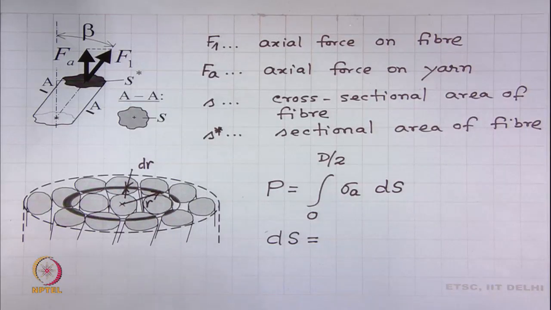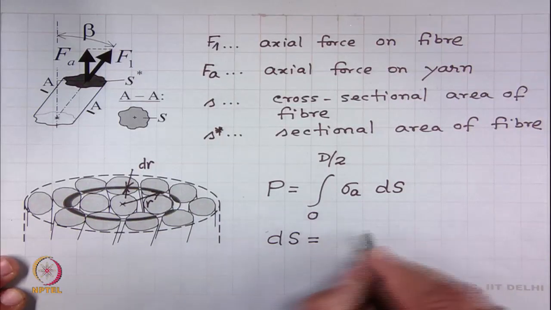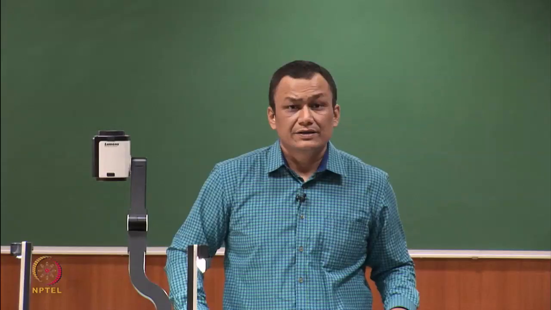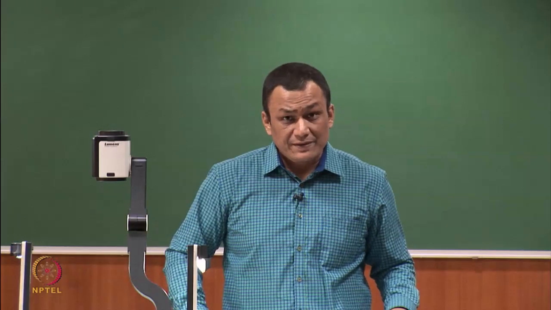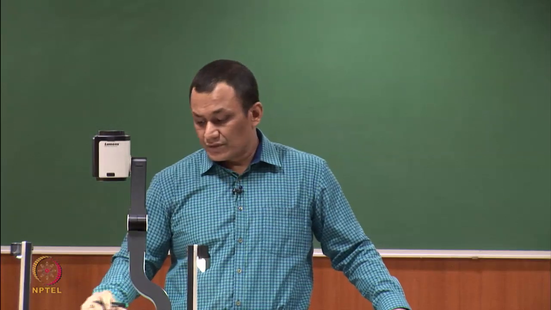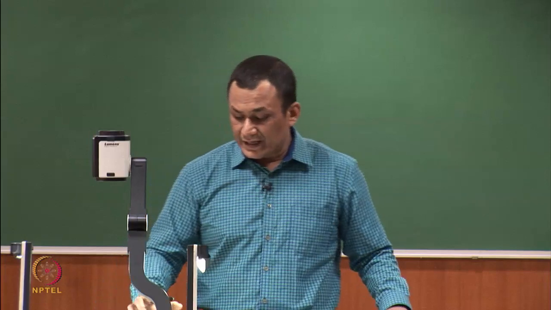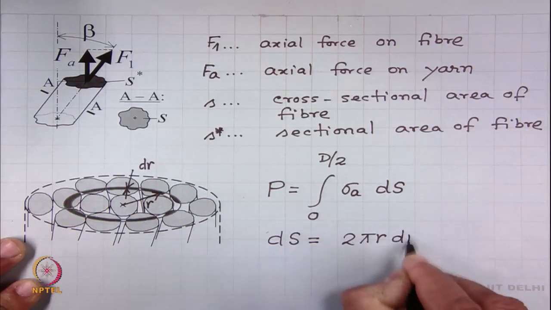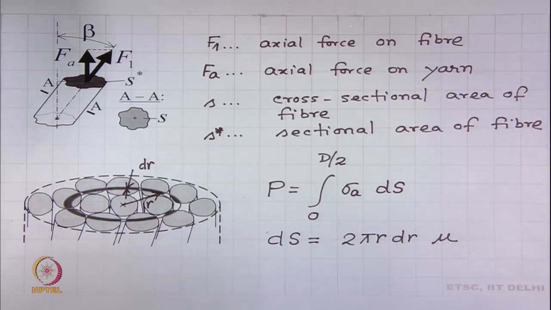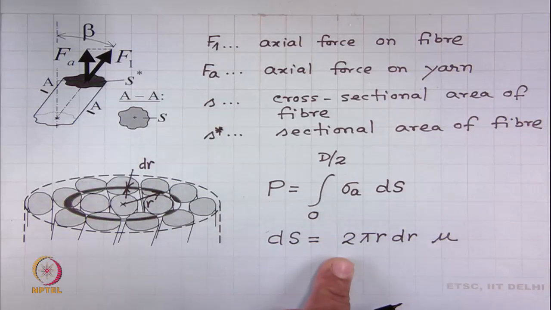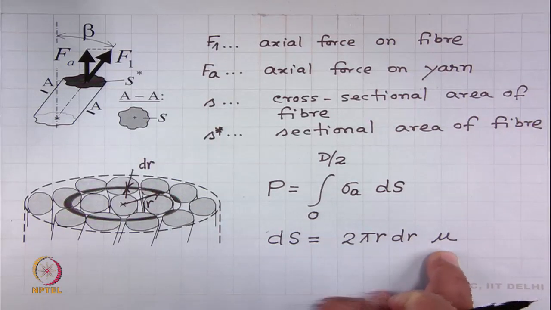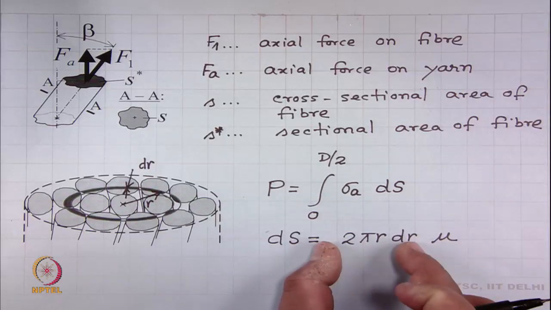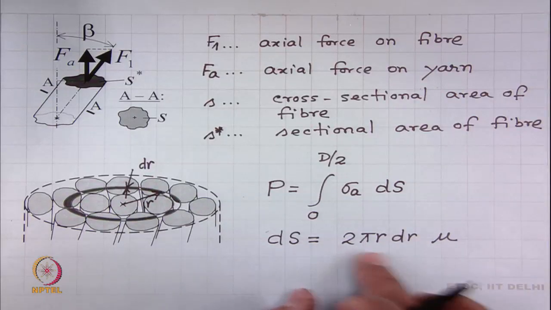So, we know mu is equal to fiber area divided by yarn area. So, fiber area is equal to yarn area into mu. What is the yarn area here? 2 pi r dr into mu. So, this comes from the definition of packing density. Packing density is defined by fiber area dS divided by yarn area 2 pi r dr. So, dS becomes equal to 2 pi r dr into mu.